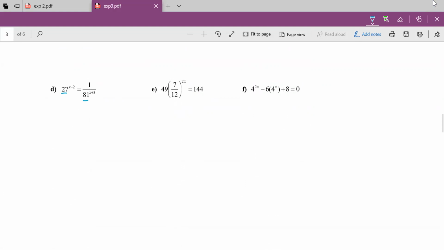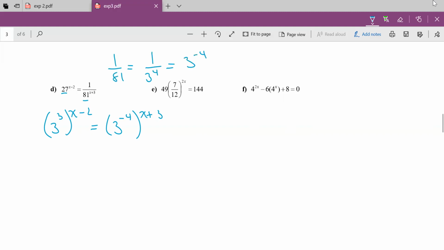So, well, I notice 27 is 3 cubed and 81 is 3 to the power 4. Let's make these both 3. So this will be 3 cubed, x minus 2, and 1 over 81. Well, 81 is really 3 to the negative 4, right? 1 over 81 is 3 to the negative 4. I'll write that down. 1 over 81 is 1 over 3 to the exponent 4, which again, going back to grade 10, is 3 to the negative 4.